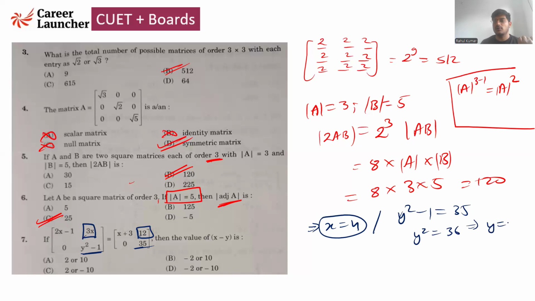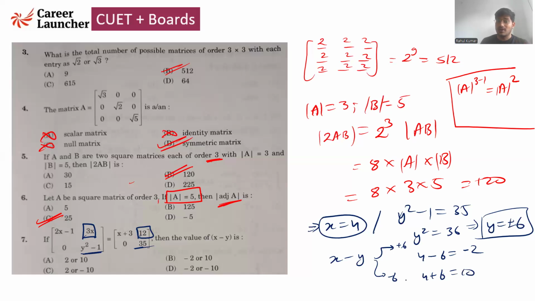And we have two possible values of y, which is plus minus 6. Now we need to find x minus y. So if we take plus 6 as the value of y, we have 4 minus 6, which is minus 2. And if we take minus 6 as the value of y, it will be 4 plus 6, which is equal to 10. So my answer will be minus 2 or 10. Minus 2 or 10 is only given in option B. So option B is the correct answer.